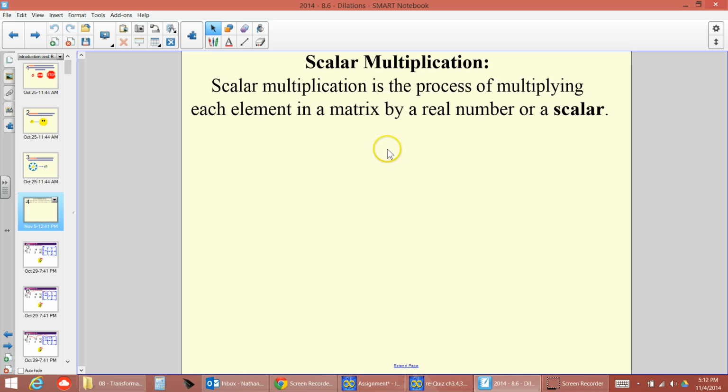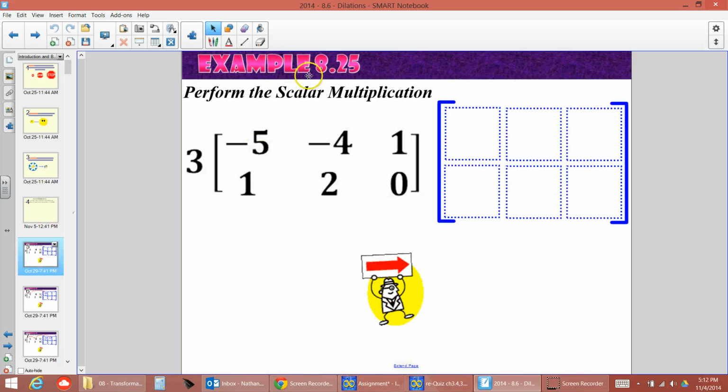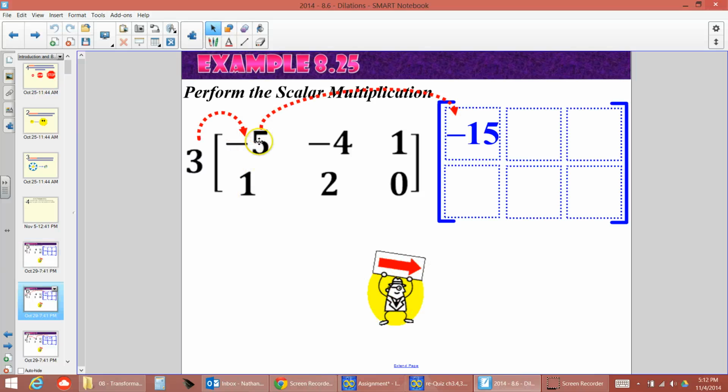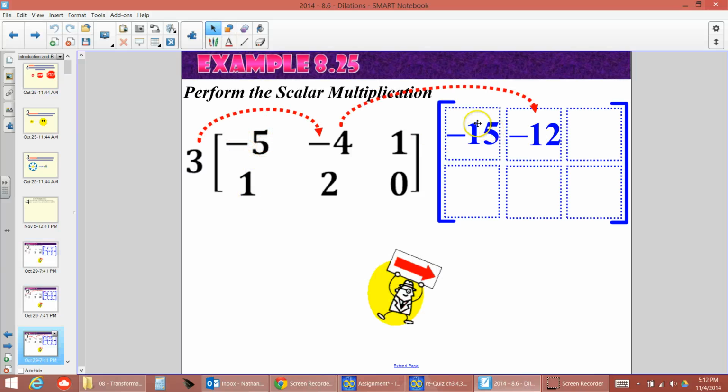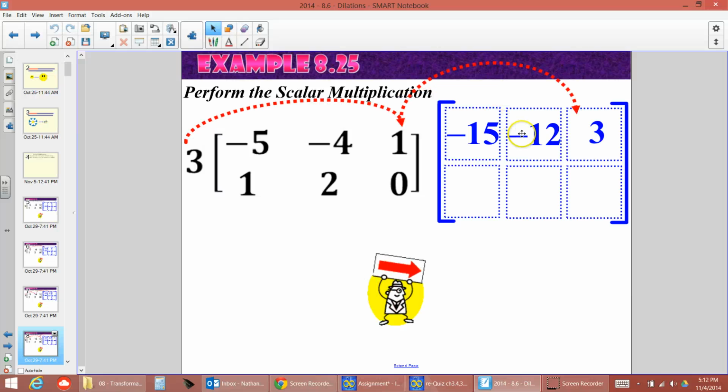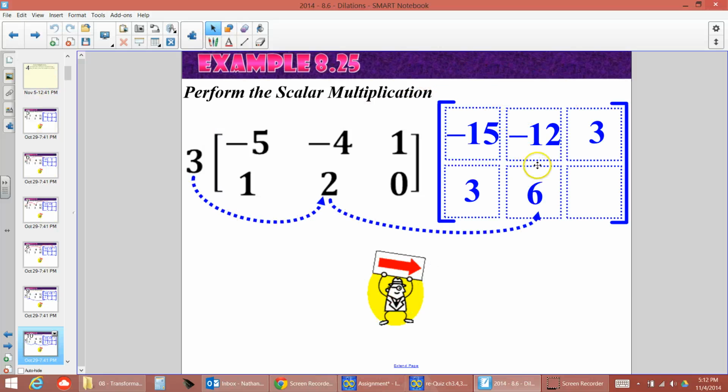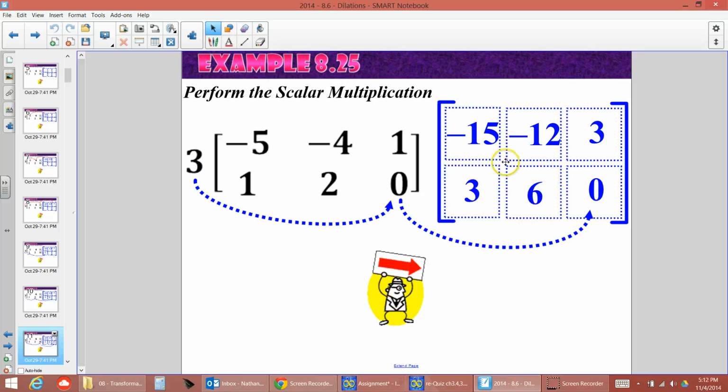So let's recover scalar multiplication. When we do scalar multiplication of matrices, we take any number and we multiply it by each element in the matrix. So, for example, 8.25, here I'm doing scalar multiplication. I'm going to take this 3 and multiply it by every piece in the matrix. So times -5 gives me -15. Times -4 gives me -12, and so on. We just multiply it by each and every piece of the matrix. This is how we perform scalar multiplication. We're going to use this to perform dilations, okay? So be very comfortable with how to do this.